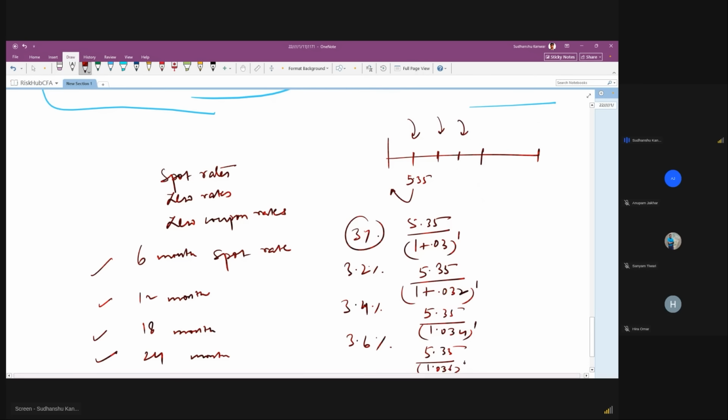This is what you are asking now. This is what you are saying, that the bond market is not so efficient, because you are getting different spot rates. So this is what happens in reality.